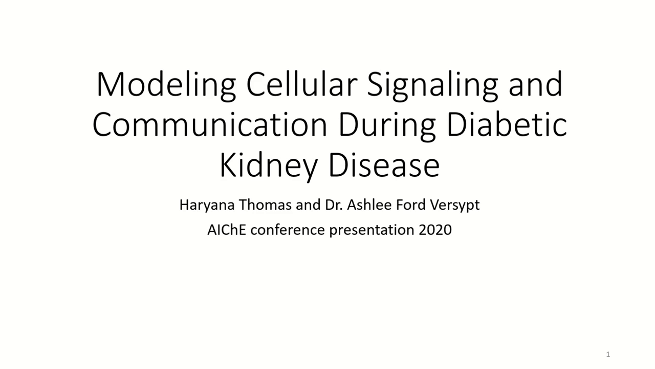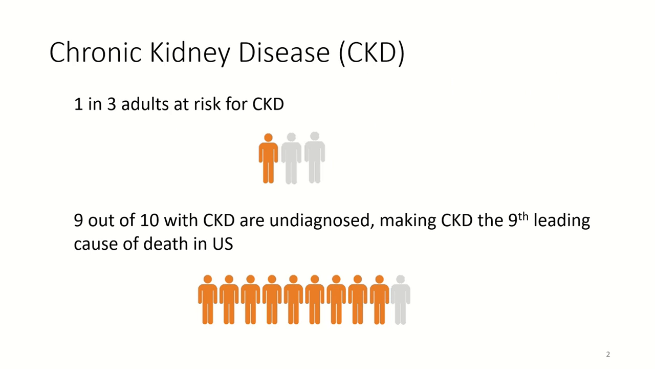We have some surprising, exciting results, and the title of my talk today is Modeling Cellular Signaling and Communication During Diabetic Kidney Disease. The motivation for our research is that chronic kidney disease is a significant health problem in the US. One in 3 adults are at risk for chronic kidney disease, and 9 out of 10 of those who do develop CKD are undiagnosed, making chronic kidney disease the 9th leading cause of death in the US. One of the major contributors of chronic kidney disease is diabetic kidney disease.